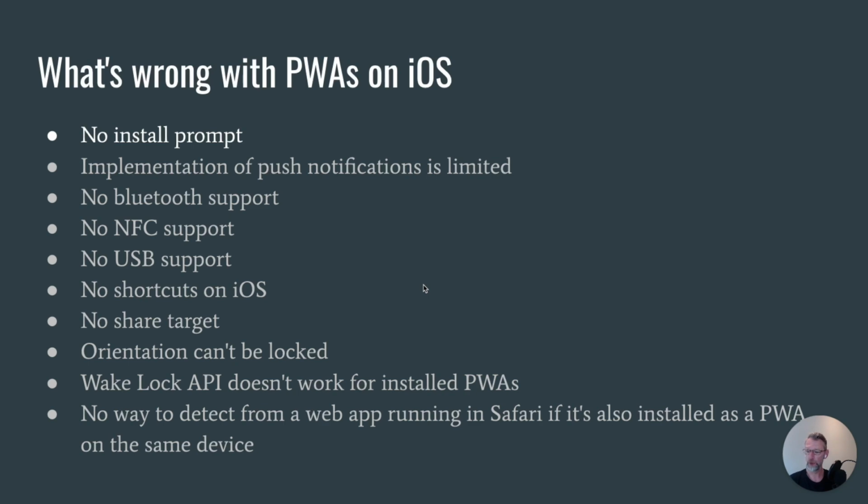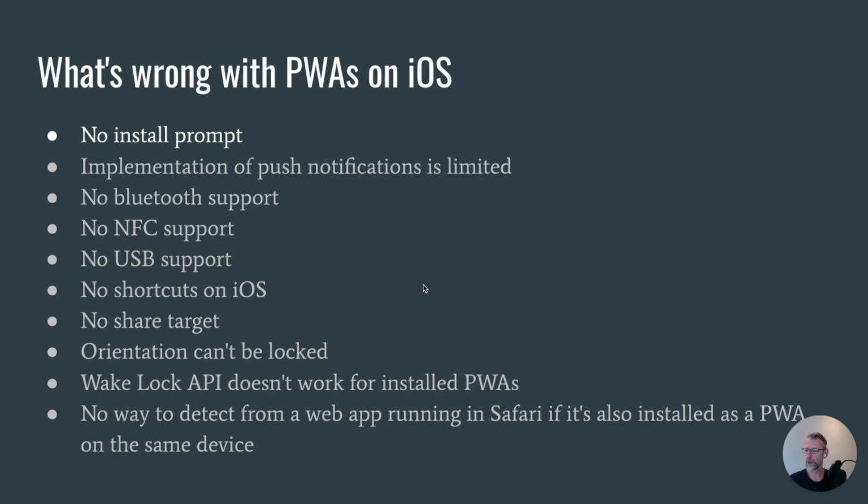Although we did get push notifications last year on iOS, the implementation of it is still quite limited. On Android, for example, you can define some buttons that are shown inside the push notification and that you can assign different actions to. On iOS, this is simply not possible. The only thing you get is you can receive the push notification, and when the user clicks it, you can open the PWA, but that's about it what you can do.